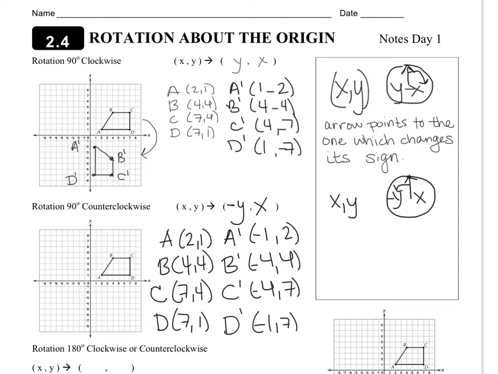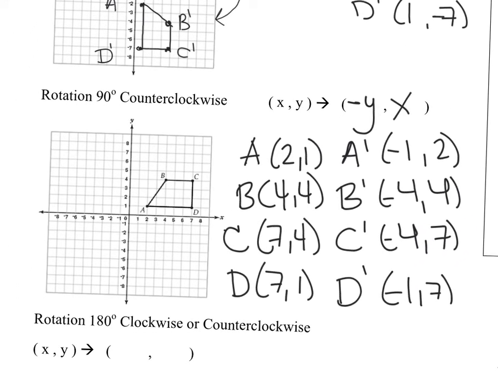All right, so let's graph the new image. I'm going to zoom in. Okay, so we have negative 1, up 2, is right there. That's A prime. Negative 4, up 4, that's B prime. Negative 4, up 7, C prime. And finally negative 1, up 7, D prime. Connect. And there's your figure. It has rotated 90 degrees counterclockwise.